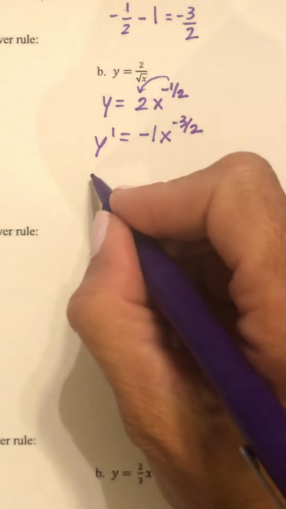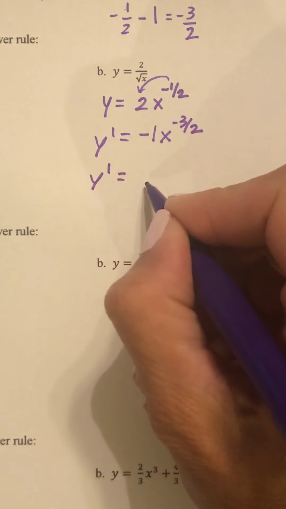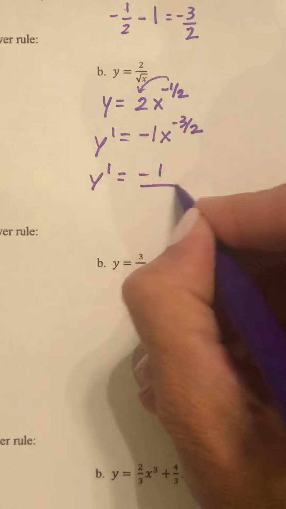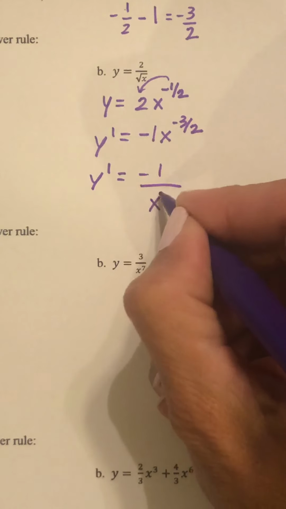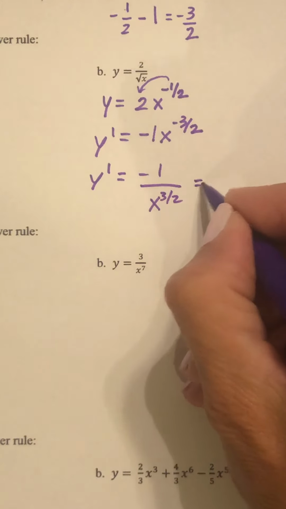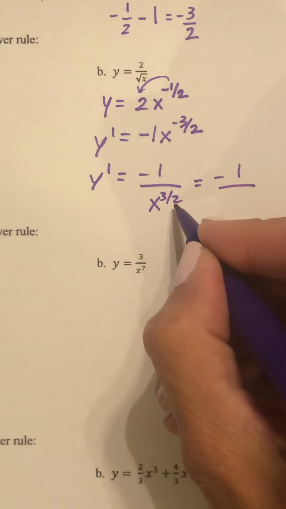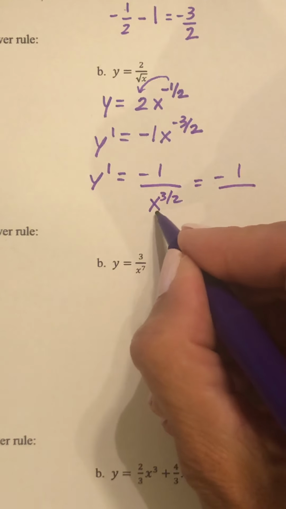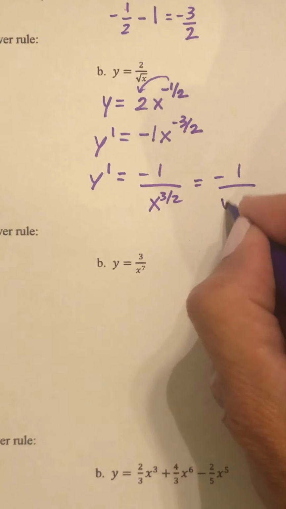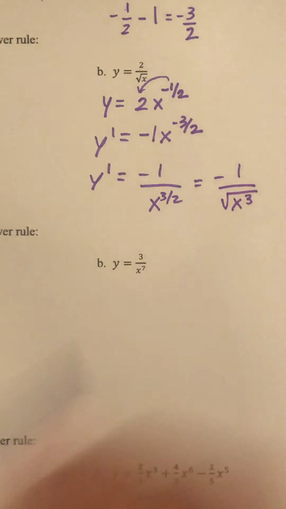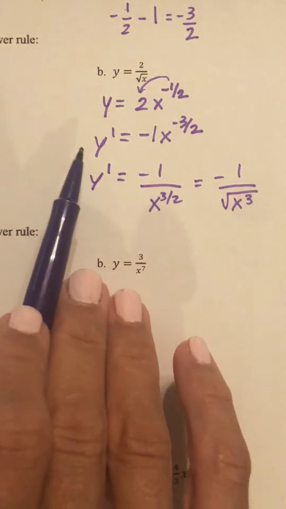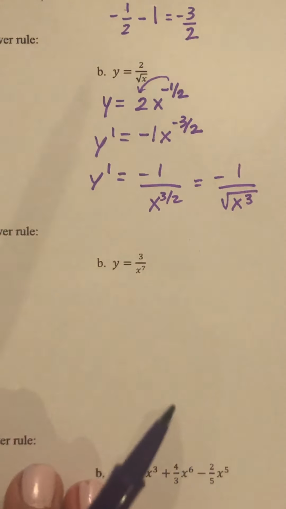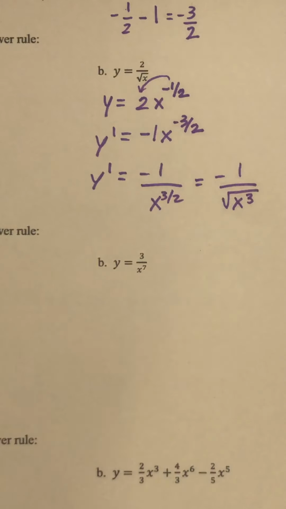What could they do there to jazz it up a little bit? y prime equals -1 on top, x to the 3/2. Oh my God, I'm really testing your skills from last year. -1 over, remember, fractional powers, the square root of x to the 3rd power. You can see it like that as well. Woof. But more than likely, you're going to see it in this form right here. Okay?